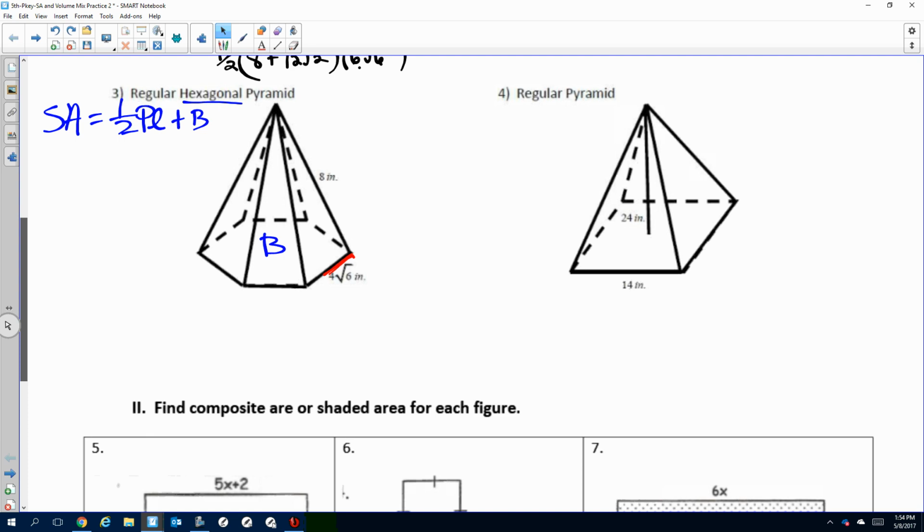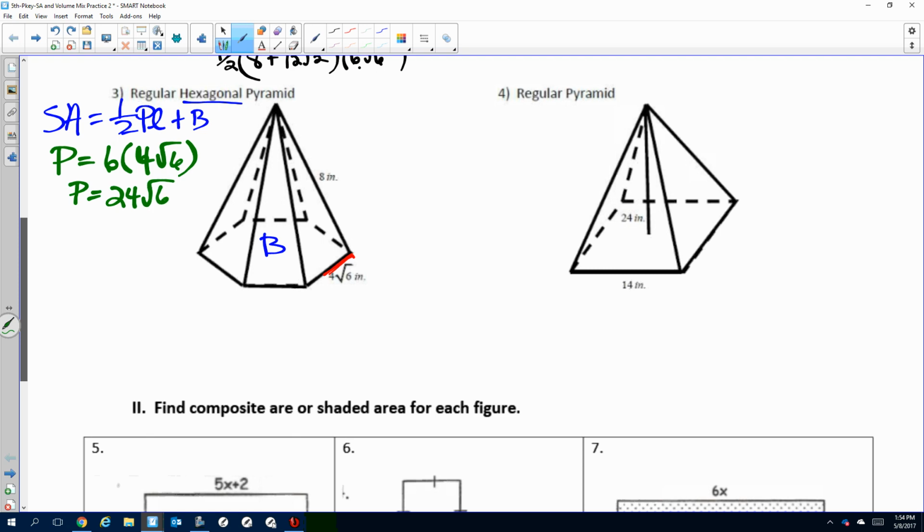So we got 1/2 P, the perimeter of our base, times the slant height, plus the area of the base, which is capital B. So first start off with your P. That's your perimeter of your base. I have 6 sides that are root 6. So my P is 24 root 6.